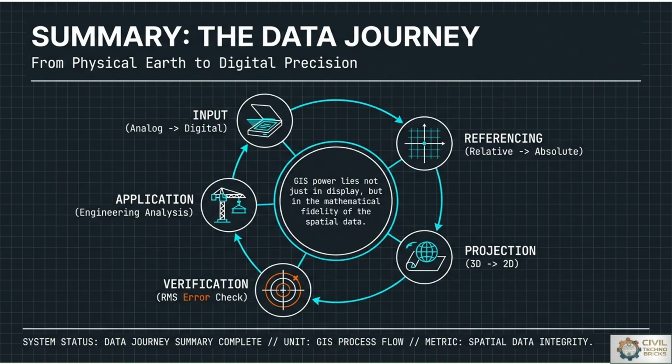At the end, the summary: the data journey from the physical earth to digital precision. This is a cyclic procedure where primary data input, secondary data input, and map projection play a crucial, interconnected role. Primary data input is the direct collection of data, secondary data input is the digitization and scanning point of view, and then the concept of map projection. We will see one by one.